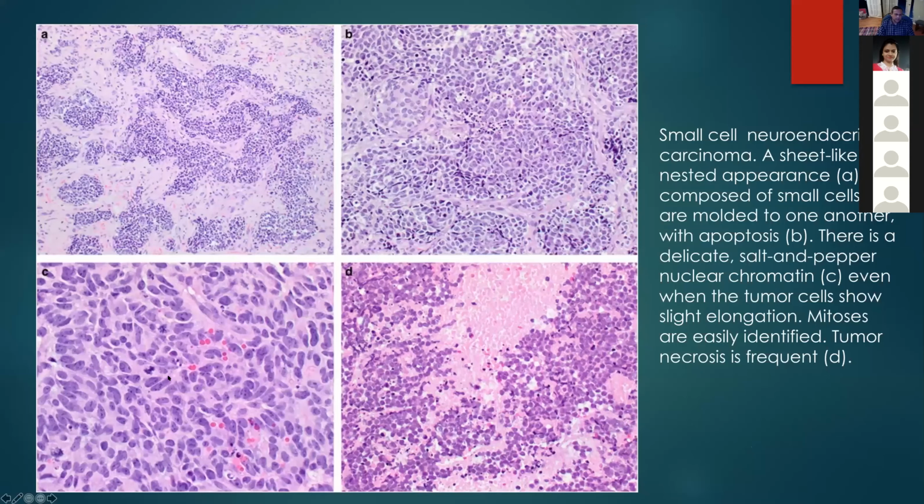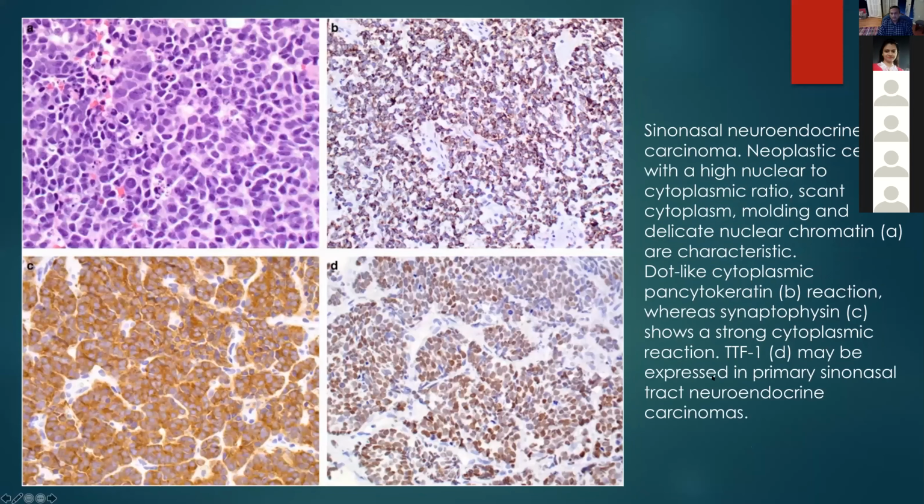When you look at it on high power, somewhere around 20 to 40x on a microscope, you should start to see this nuclear dotting, which is increased chromatin material. And this is a sinonasal neuroendocrine carcinoma. Look at the staining with synaptophysin.